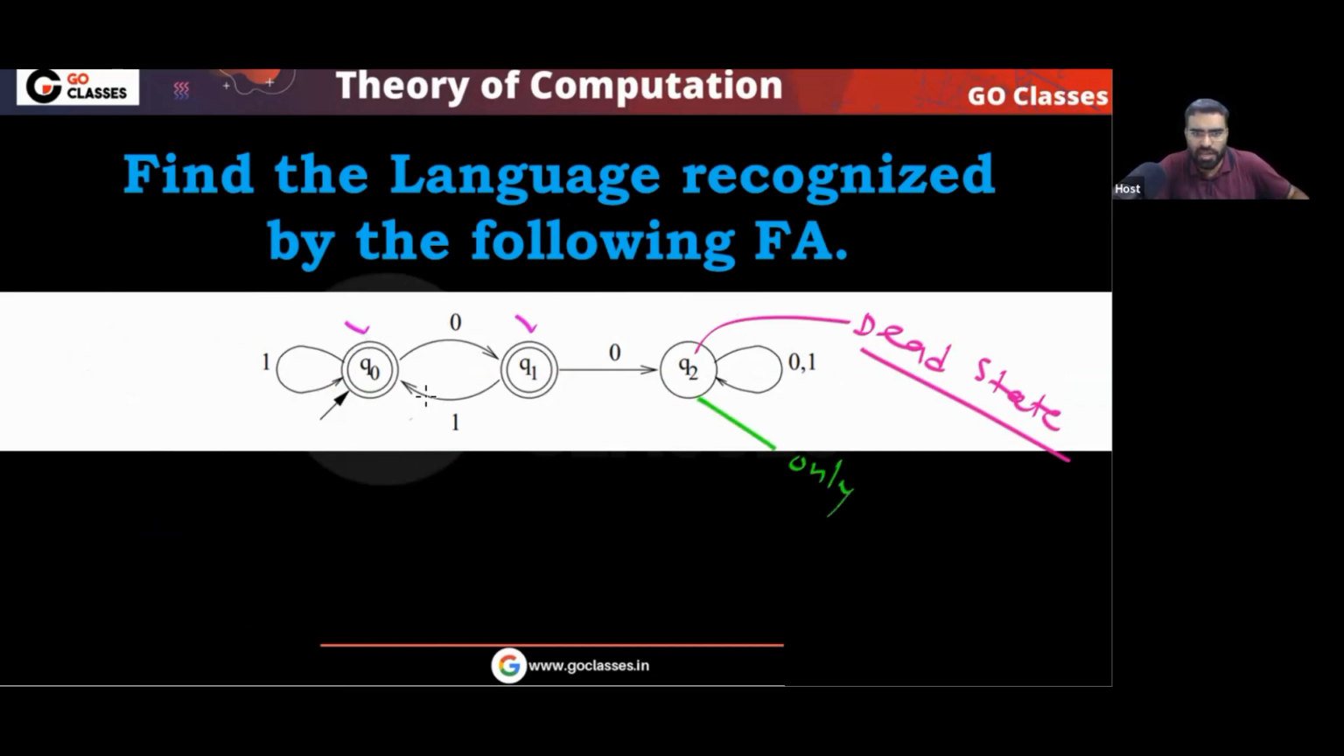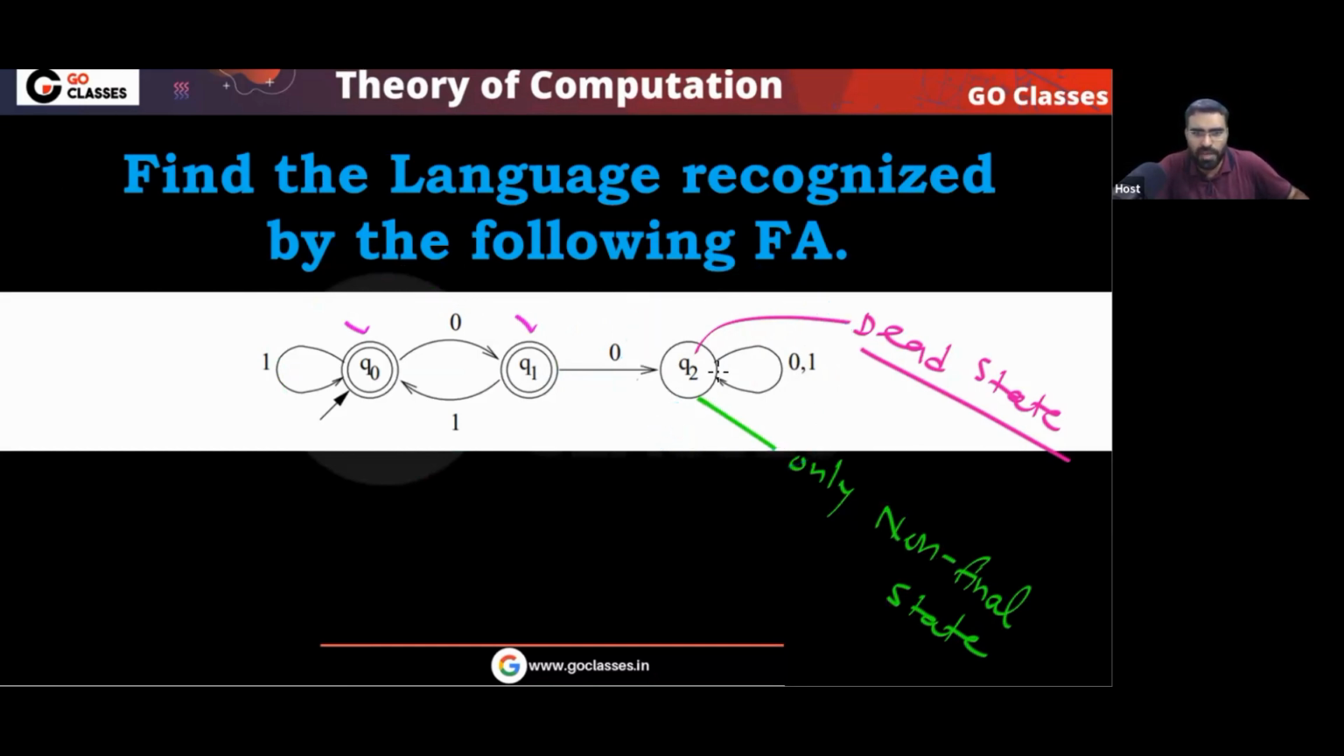These two are final, and this is the only non-final state. So first you tell me, in which situation will you go to this non-final state? Remember, this is your dead state. Once you go to this state, you can never come out. Once I come here, I can never come out of this state. So very simple, this is the dead state.